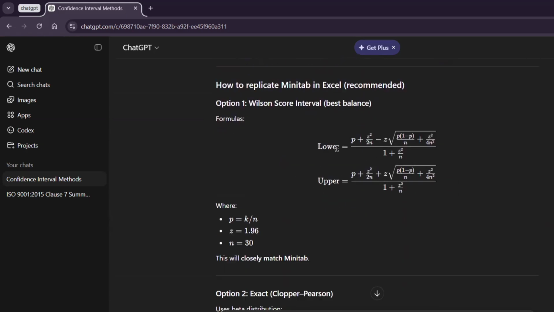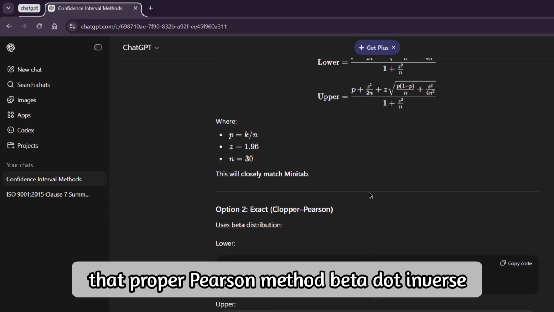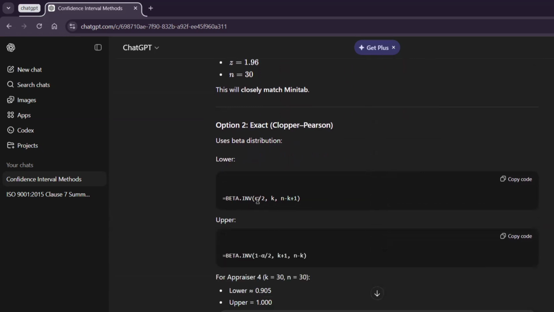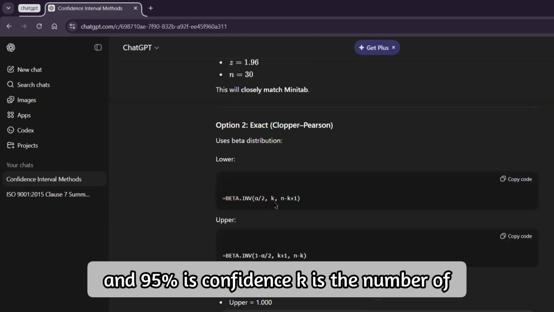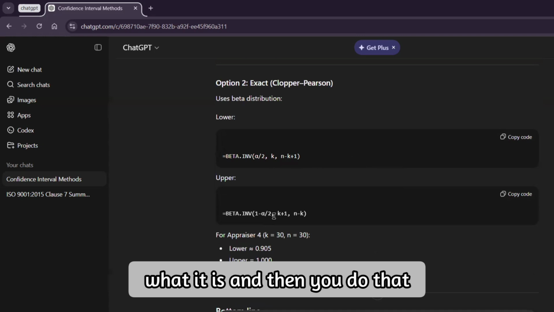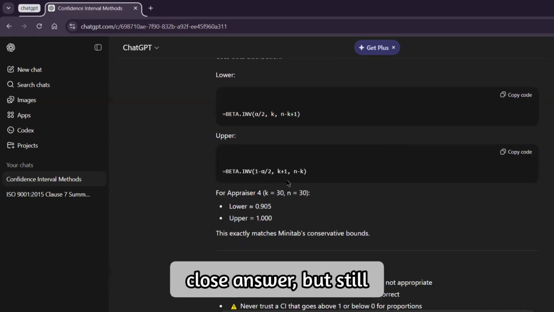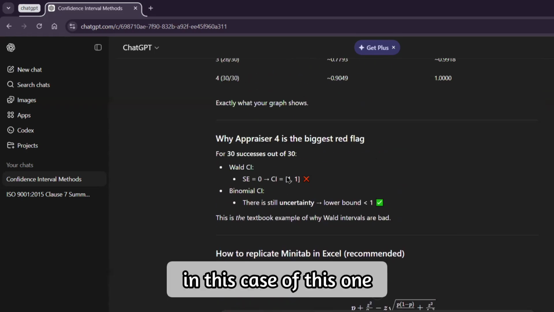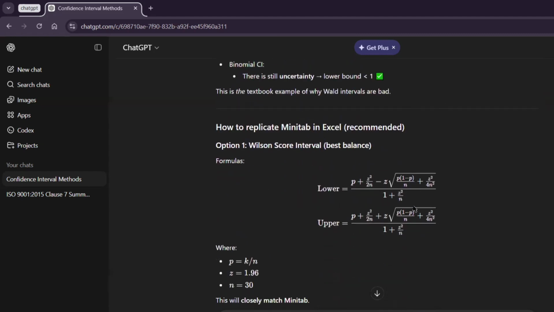I find this formula a little complex to apply in Excel, and then ChatGPT gave me the Clopper-Pearson method, using BETA.INV. Alpha is your significance level, like 0.05 for 95% confidence. K is the number of successes, n is the sample size, and then you do that. You will get a very close answer, but still, if it is 100%, in this case you will end up getting slightly over 1, right? So how do we fix that?